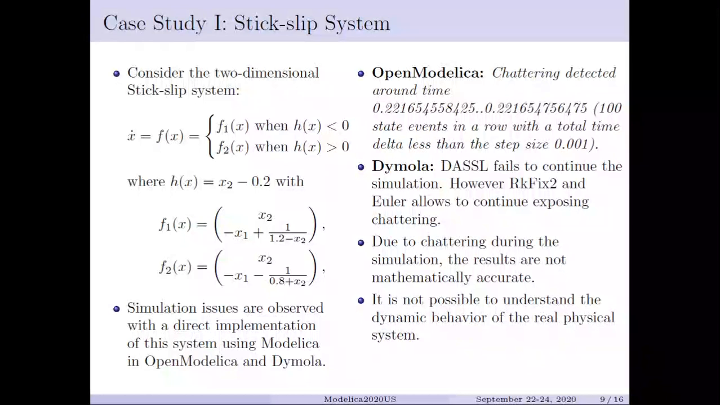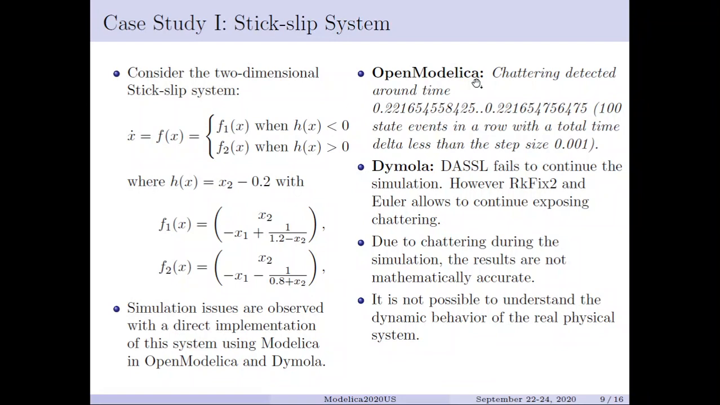The first case study is a stick-slip system. The vector fields of this stick-slip system, F1 and F2, are given by this, and the discontinuous surface is given by this equation. This model can be directly implemented in Modelica. However, a direct implementation of this system using Modelica gives simulation issues both in OpenModelica and Dymola. In OpenModelica, all solvers fail to simulate this system because of chattering, and OpenModelica also shows this error message.